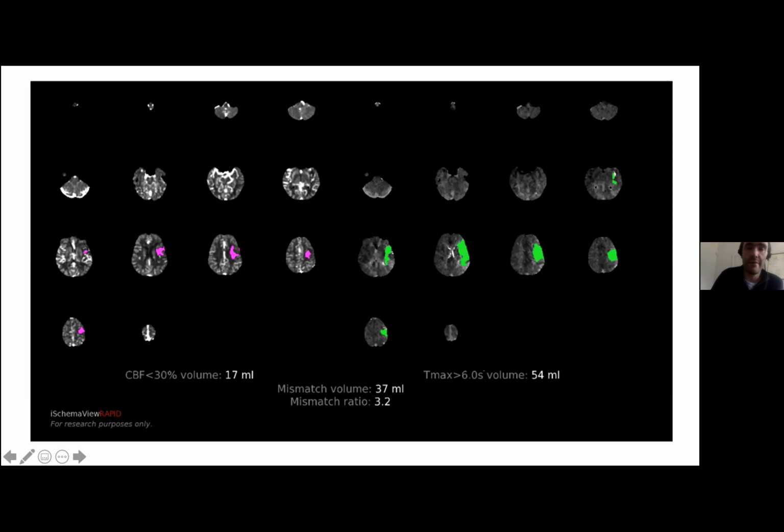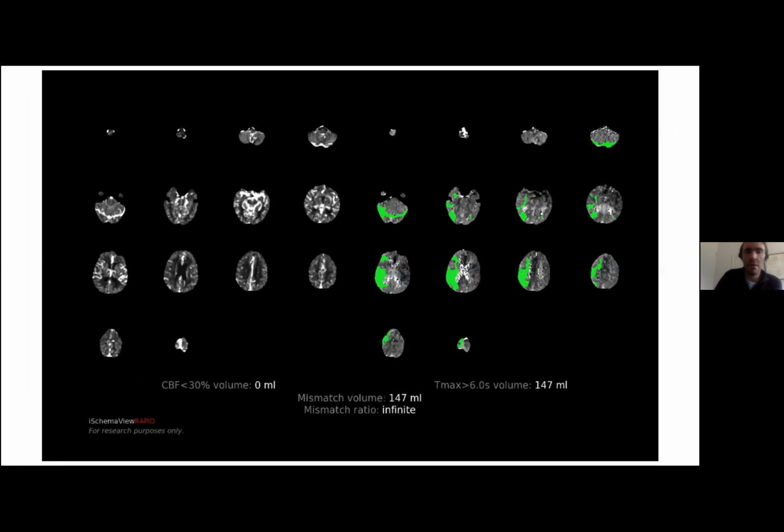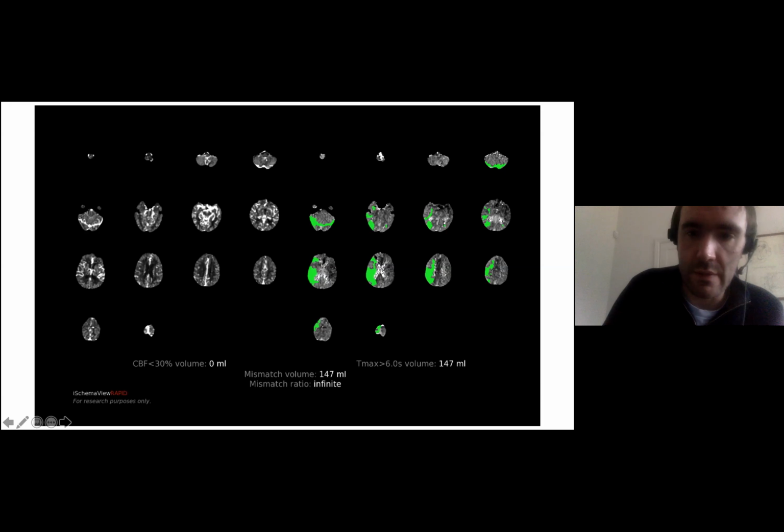If this was presented to somebody, they would suggest that this might be somebody who would benefit from re-establishing the circulation. This is another example where there's actually no core. This patient has not actually infarcted anything yet, but if they were left, this would result in quite a significant stroke.